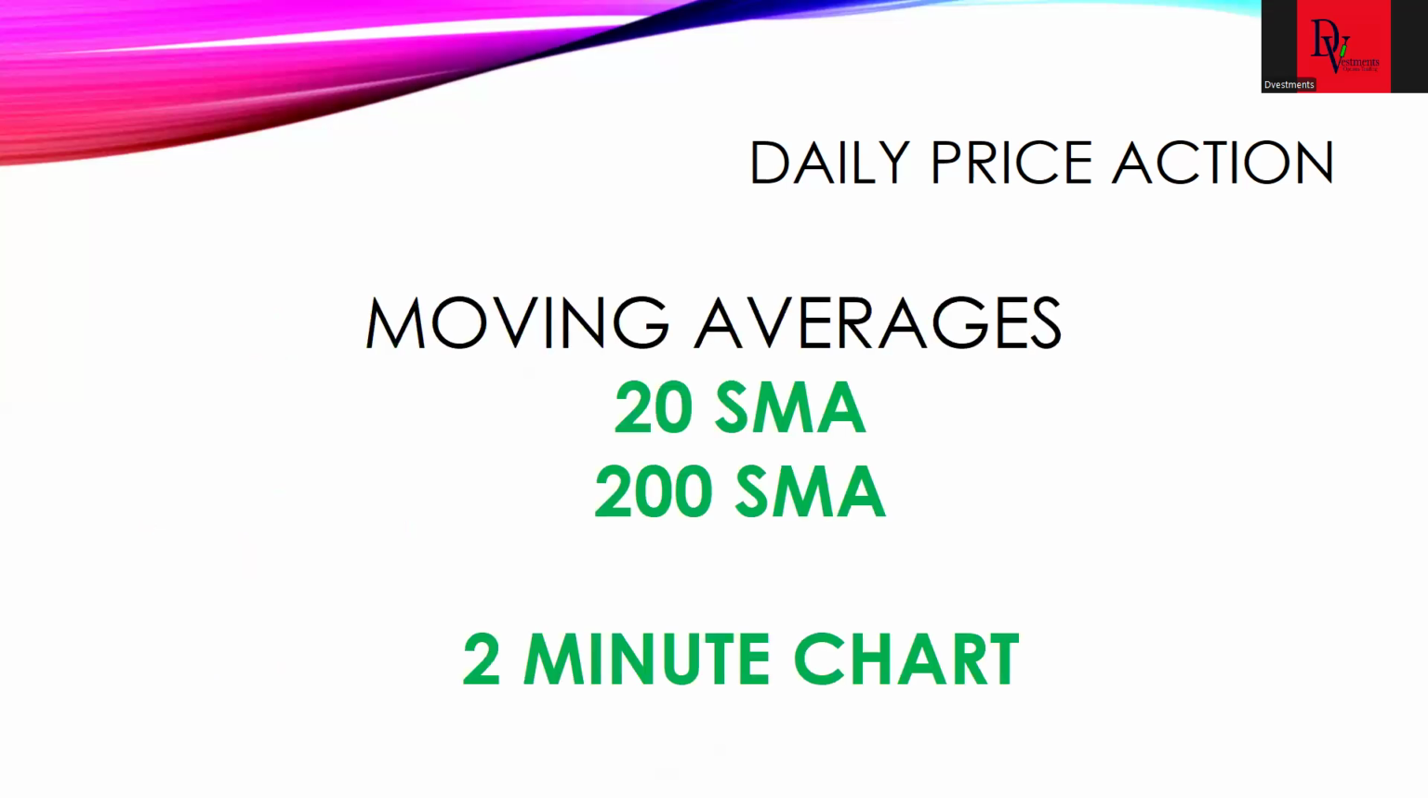So with those prices that I just mentioned, it's going to be the high of the day and the low of the day. I combine those prices with my moving averages, my 20 simple moving average and my 200 simple moving average on my 2-minute chart. So basically, all I have is high of the day, low of the day, my 20, my 200, and I'm on a 2-minute chart. I'm always on a 2-minute chart.